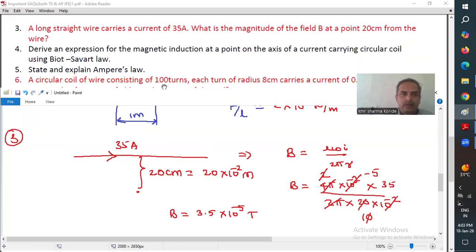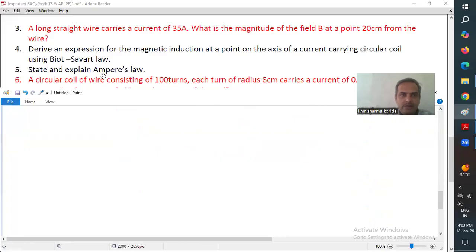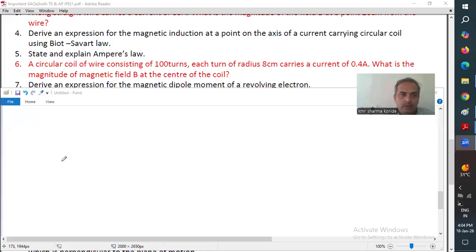Let us continue, because this particular question is based on application of Ampere circuital law. Let us first finish Ampere circuital law. I'll come back to fourth question afterwards. Let us continue with the question. State and explain Ampere circuital law.